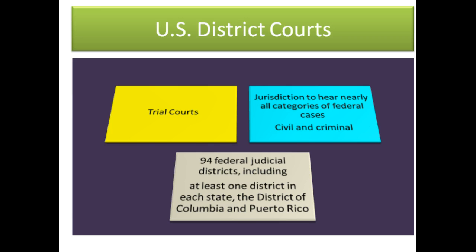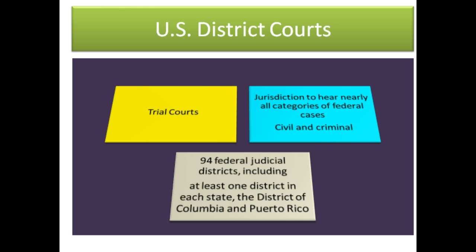Again, to recap, the U.S. District Courts are trial courts. They have jurisdiction to hear nearly all categories of federal cases. There are 94 federal district courts, or federal districts. Sometimes there is more than one federal district court within a district. For example, in Georgia, we have 3 districts: the Northern District, the Middle District, and the Southern District. Augusta has a district court within the Southern District.